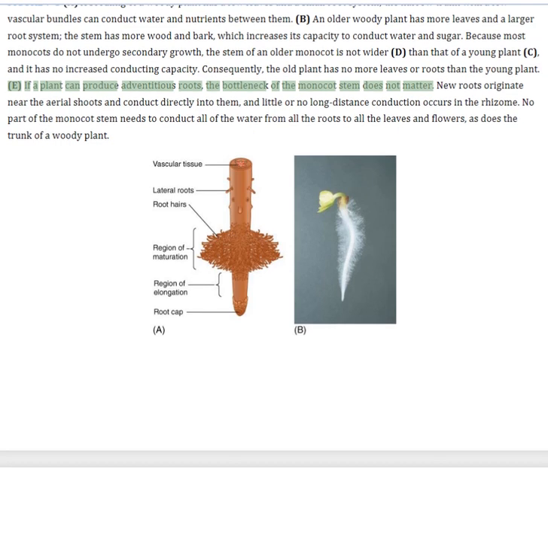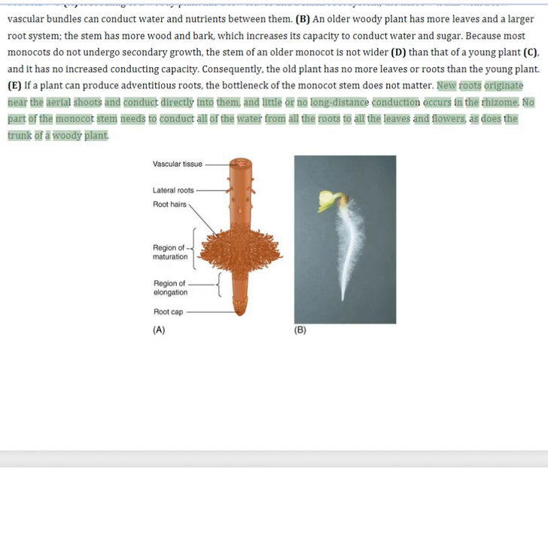If a plant can produce adventitious roots, the bottleneck of the monocot stem does not matter. New roots originate near the aerial shoots and conduct directly into them, and little or no long-distance conduction occurs in the rhizome. No part of the monocot stem needs to conduct all of the water from all the roots to all the leaves and flowers, as does the trunk of a woody plant.